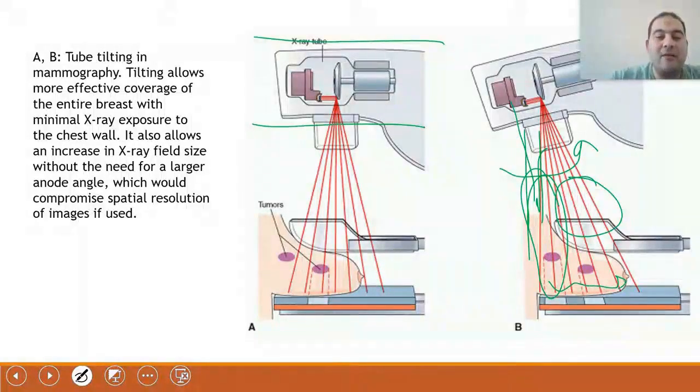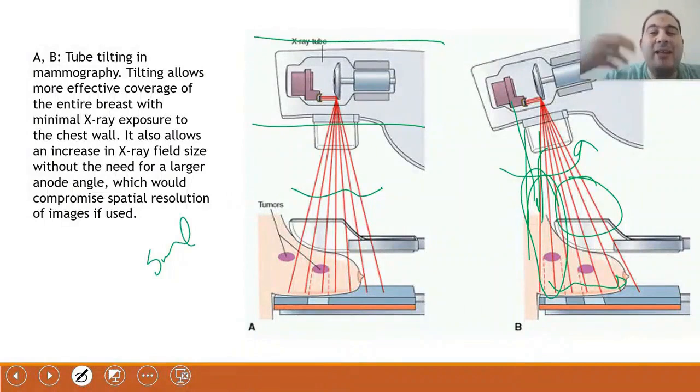It will be particularly clear here because I will maximize the anode heel effect in the mammogram compared to any other technique or imaging modality. The effect will be apparent, giving me inhomogeneity in the resulting image. I need to ensure there is homogeneity. So what I will do is this tilting process.